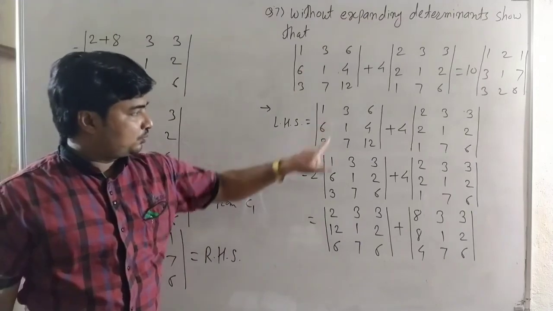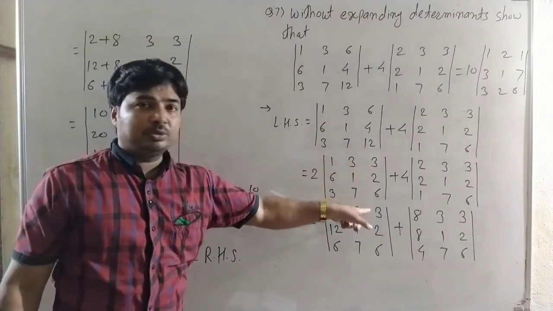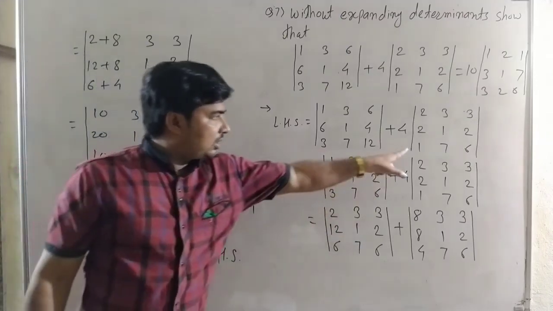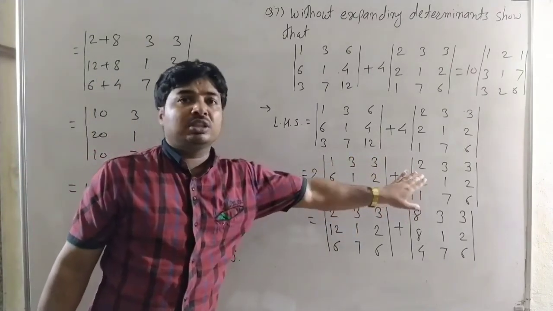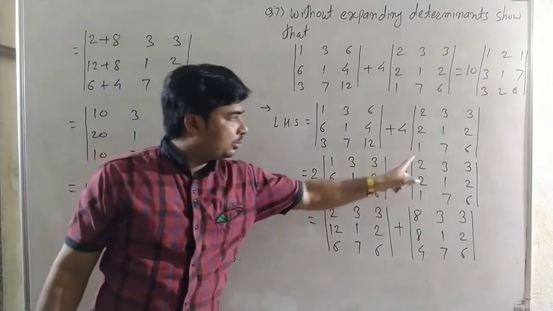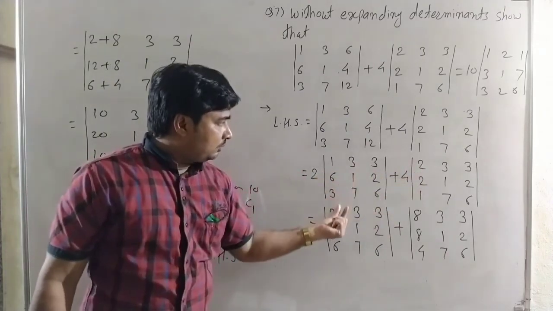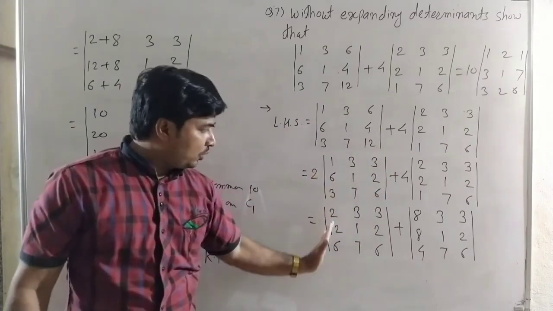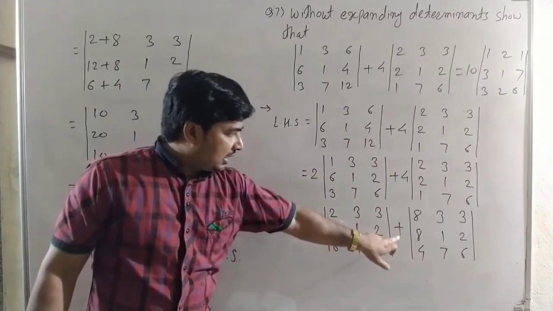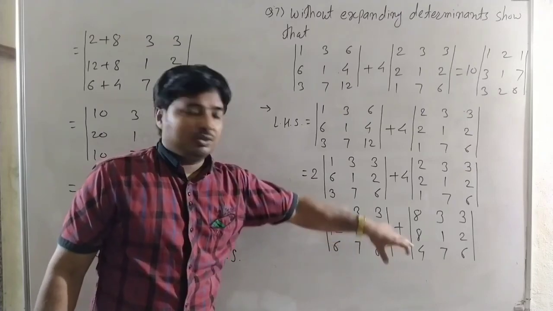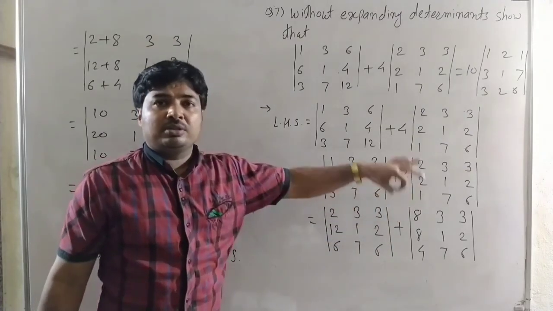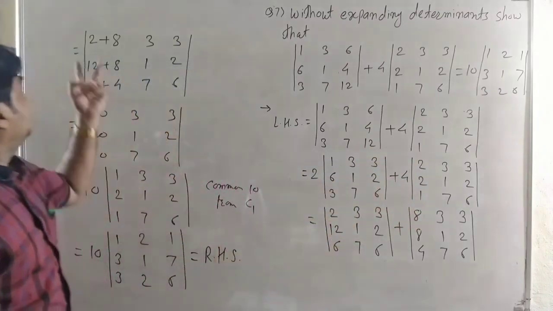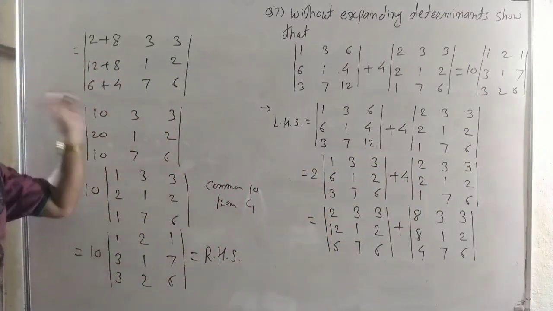See carefully. First take 2 common from column 3, then we multiply the column 1 of both determinants. Here we multiply by 2 and here we multiply by 4. Why? Because column 2 and column 3 are the same, only column 1 is different. Then here the addition is given, so these two determinants are in the form of the sum of two determinants. Then again we use the property. Okay, see carefully this.